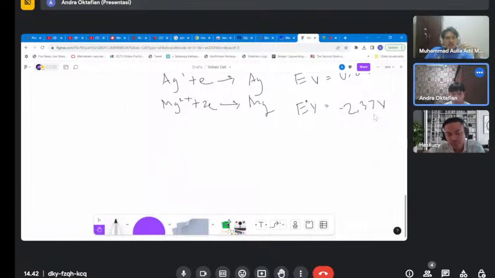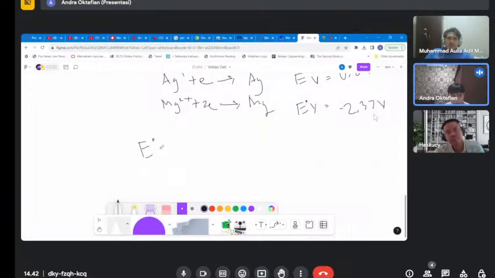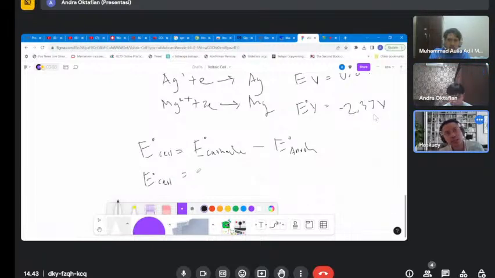Okay, the rule is like this. E cell equals E cathode minus E anode. Or we can say like this: E cell equals the reduction minus the oxidation. So 0.8 minus... plus, oh yeah, plus 2.37.